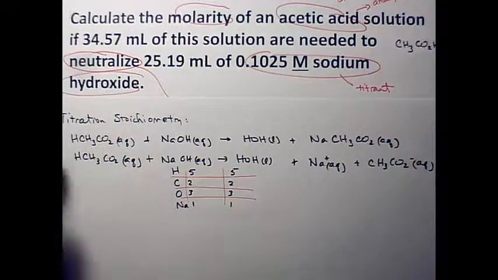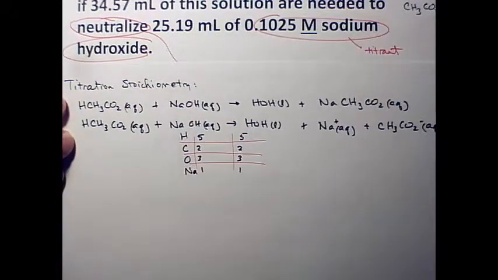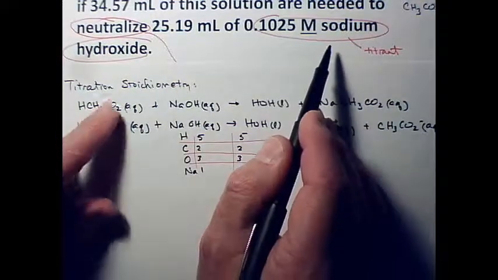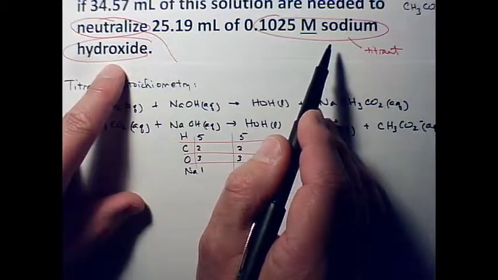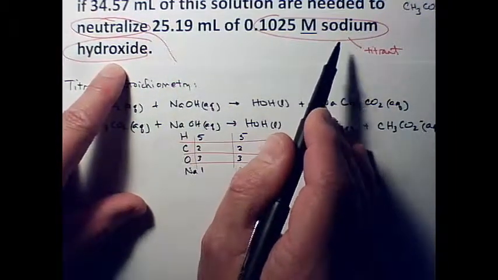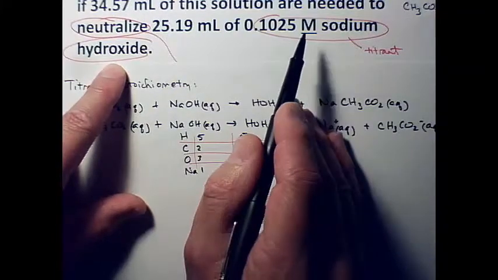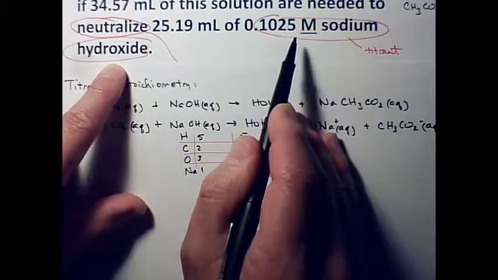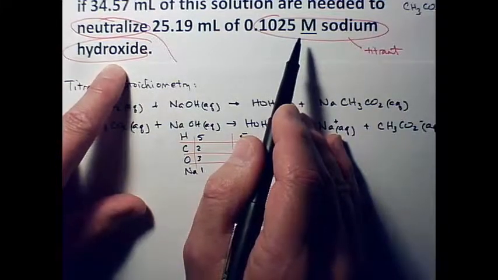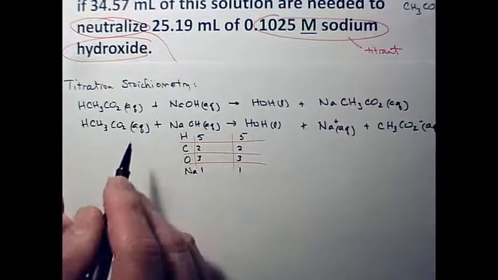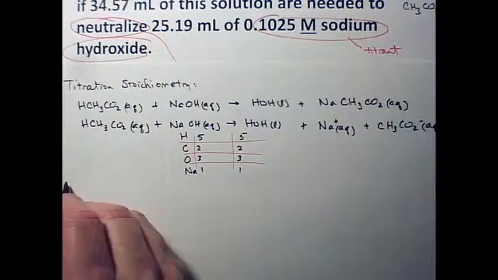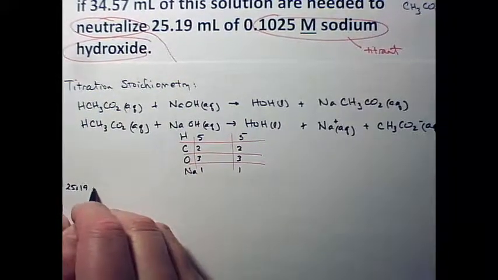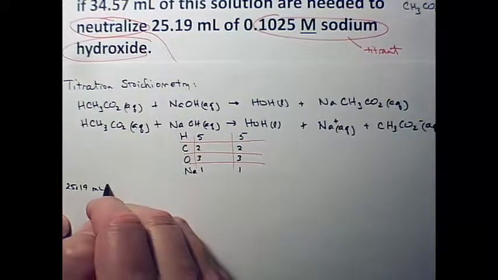I just suggest you start it that way because it kind of works out easier that way, all right? So we've got this amount of this stuff, this sodium hydroxide solution. It doesn't say sodium hydroxide solution in this problem, but if there's a molar concentration of it, it must be a solution because that's what that applies to. Molar concentration only applies to solutions. So we're going to start with this amount, 25.19 milliliters of that sodium hydroxide solution.